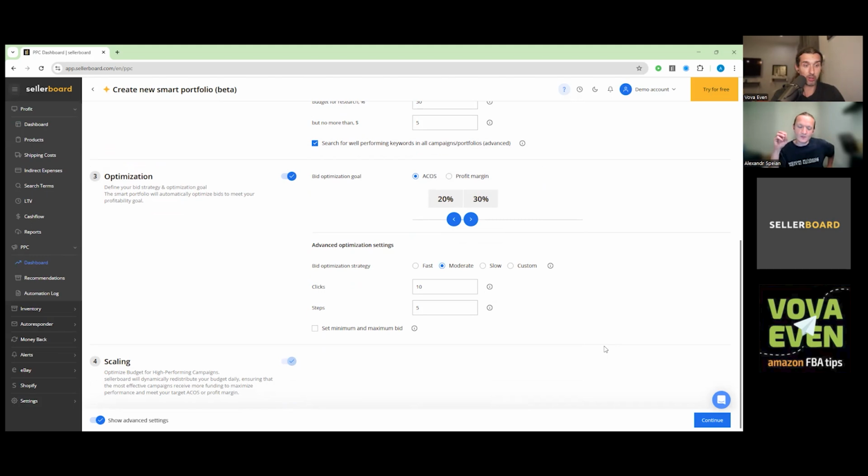And a follow-up question: would profit margin be the profit margin of that PPC sale, kind of thing? Good question. So let's take them one by one.